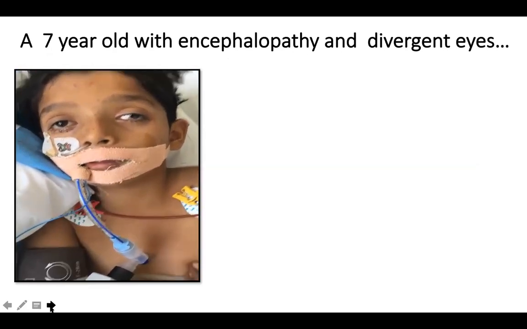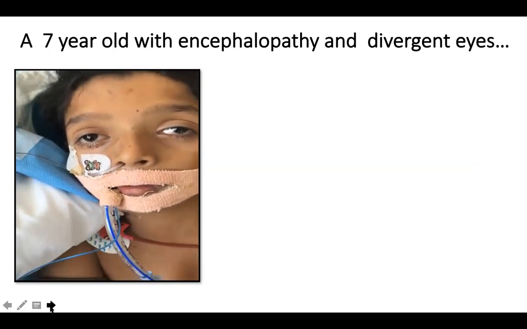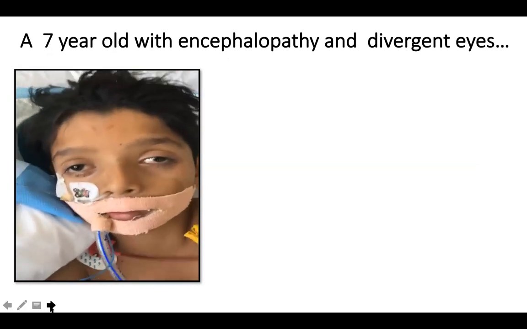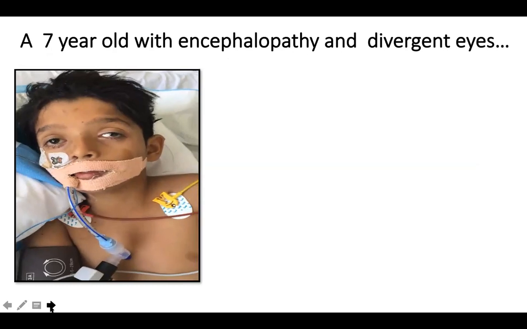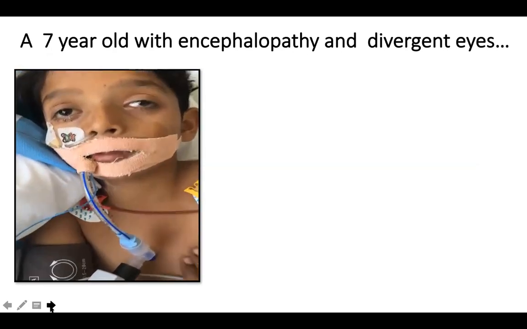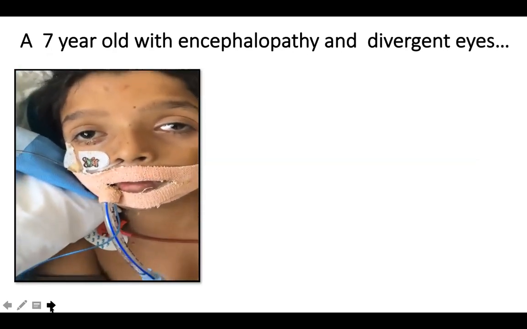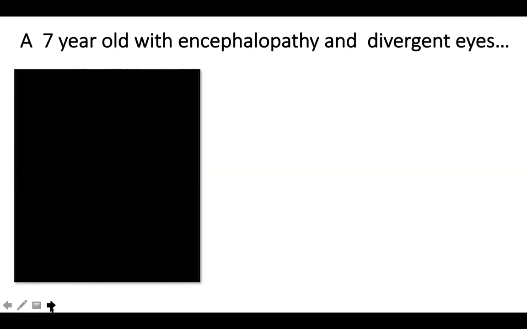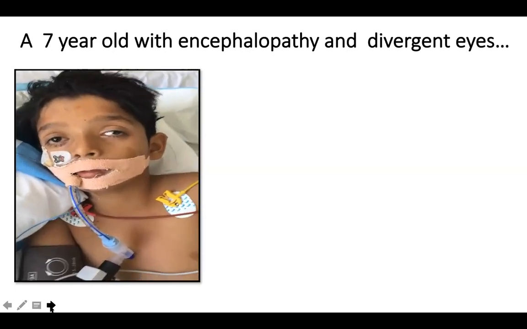Okay, but I've not shown the video of how you look for conjugate gazes. You just need to move the head to the right side and left side. The eyes don't move like in this child. It's a divergent gaze. A divergent gaze is probably one of the initial signs that you can see in a child with encephalopathy.